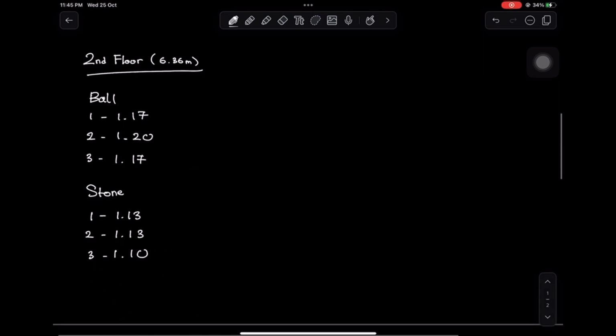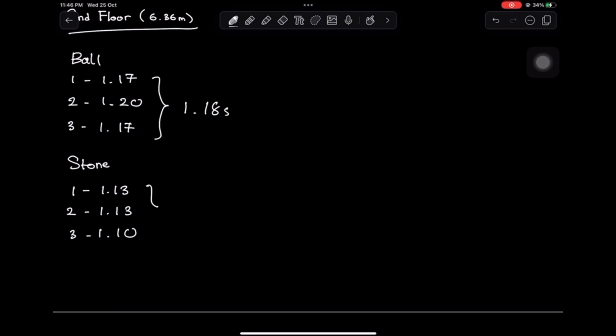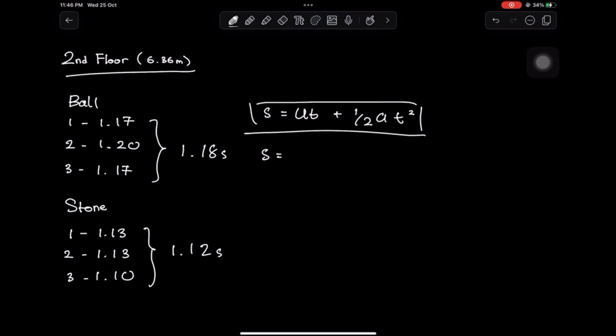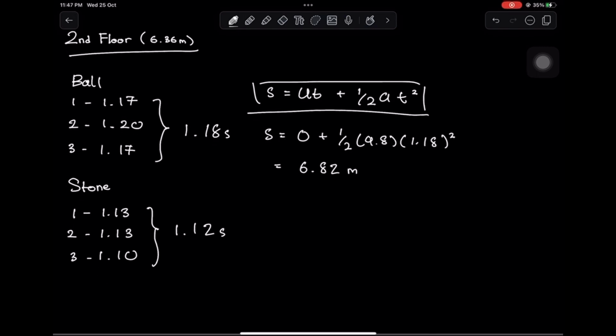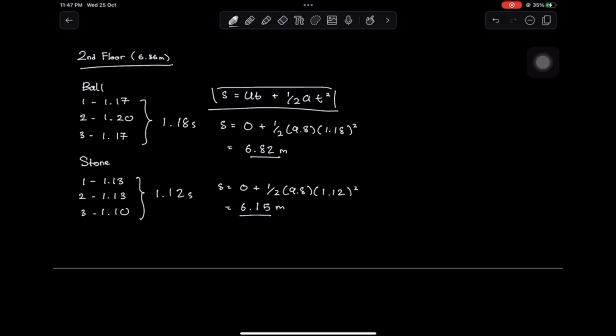So now we go to the second floor. Same as before, at first we need to find the average for the time of the ball and the stone to find the height. S equals ut plus 1 over 2 at squared, the equation we use, and so we get the value of 6.82, and for the stone we get the value of 6.15 meters. So as you can see, this equation does work to find the height.